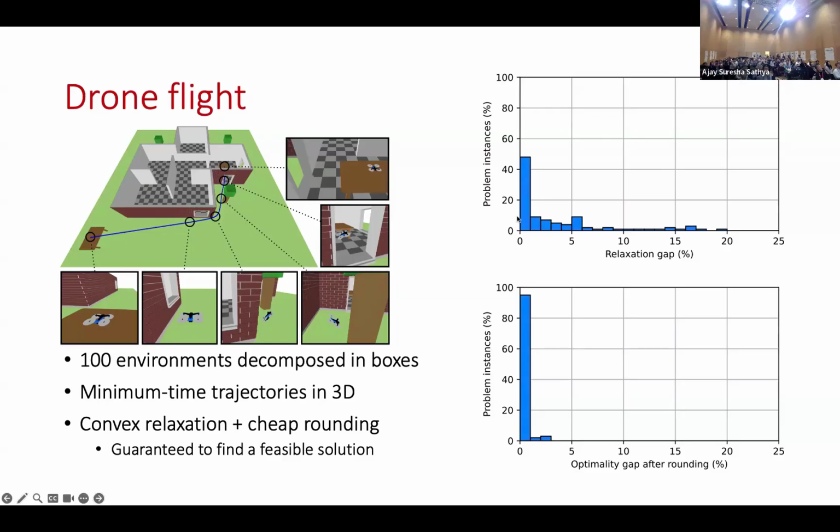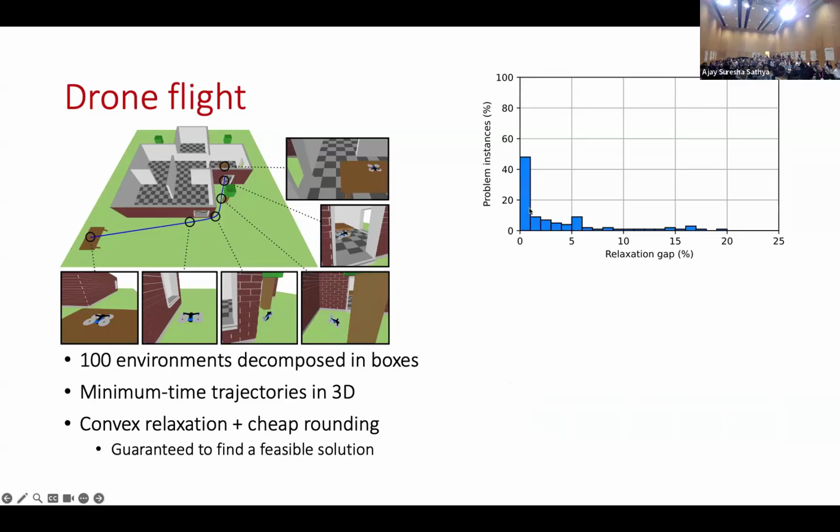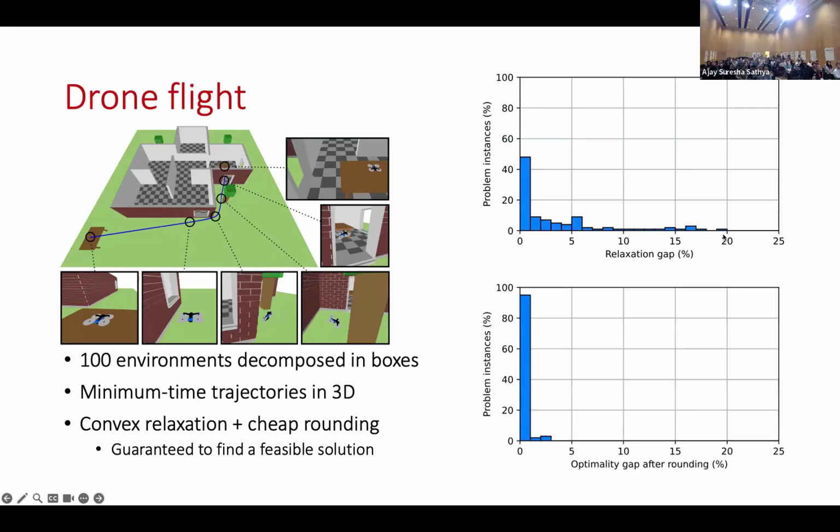And we study on the top right the tightness of the relaxation across the instances. 50% of the instances have a convex relaxation that is perfectly tight. And even in the worst case, the gap between the optimal solution and the convex relaxation is at most 20%. And even better, if you take the convex relaxation and do some cheap rounding, a randomized depth-first search in the graph, 95% of the time you recover the global optimum through just the convex program and some cheap rounding after it. And the worst case gap with respect to the global optimum is like 2-something%.